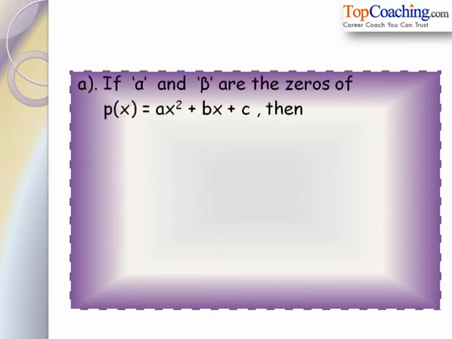So what we can say is, if alpha and beta are the zeros of p(x) equal to ax square plus bx plus c, then alpha plus beta is equal to minus b by a and alpha beta is equal to c by a. So the sum of the roots is equal to minus b by a. B is the coefficient of x and a is the coefficient of x square. Similarly, alpha beta, which is the product of roots, is equal to c by a. C is the constant term and a is again the coefficient of x squared.